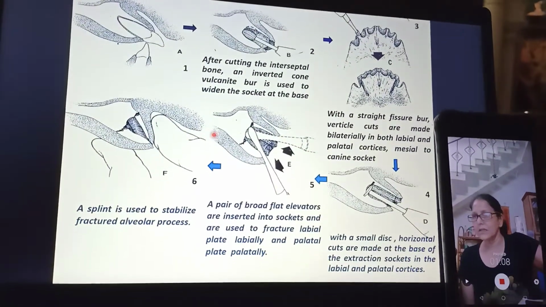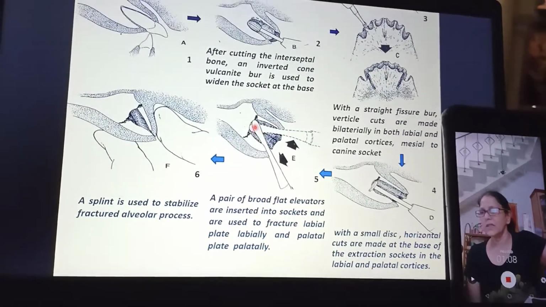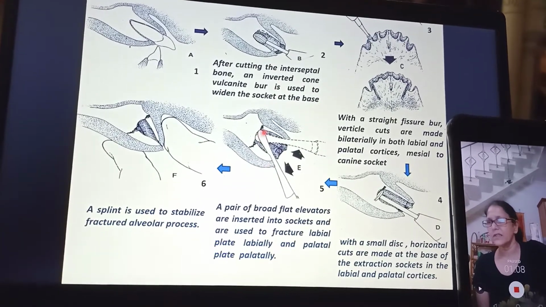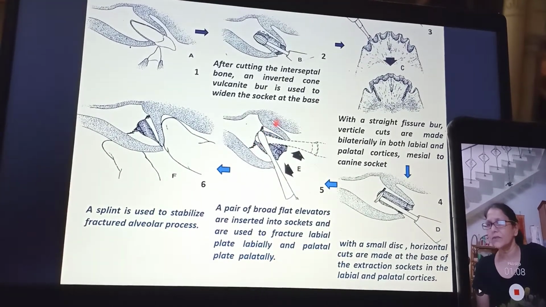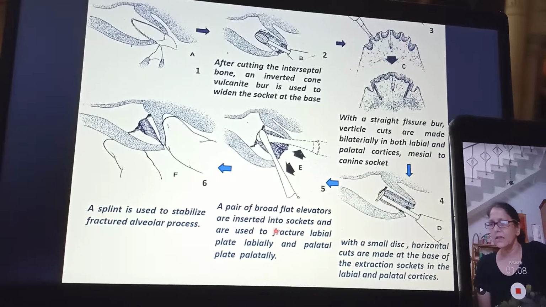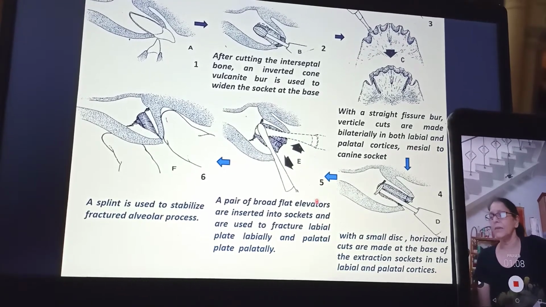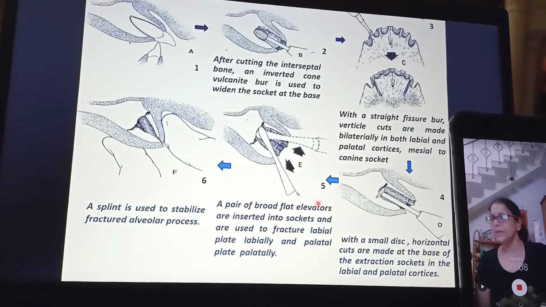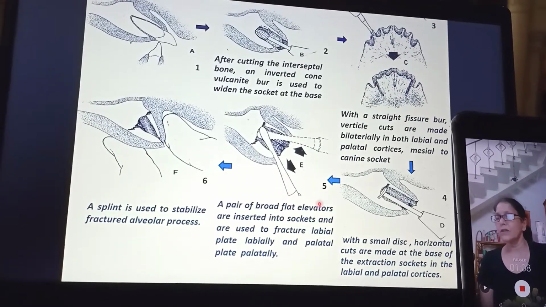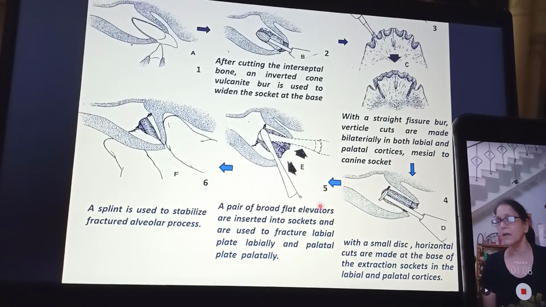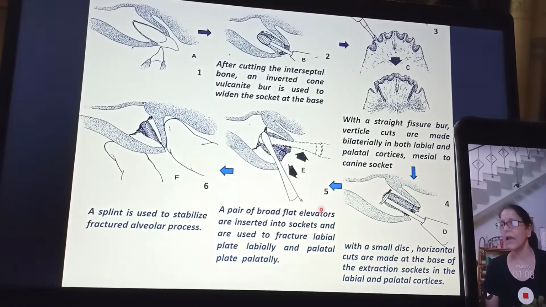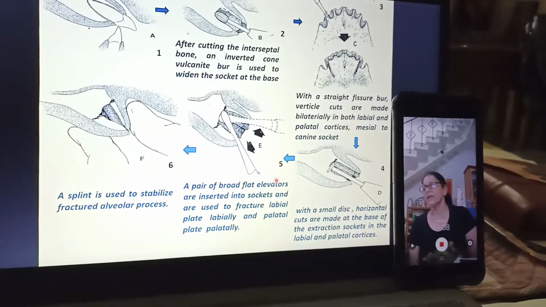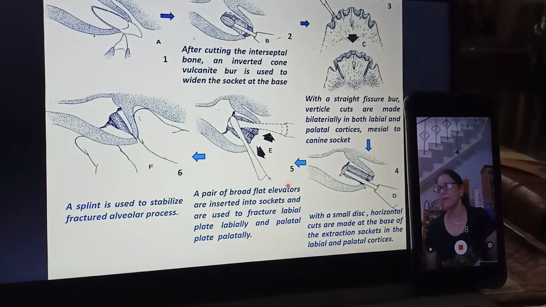After that, these are the two instruments. They can be broad elevators or maybe a chisel which is inserted at the base of the socket, and then the green stick fracture of both the labial plate and the palatal plate is carried out. So that means the compression of the two plates can be done to a greater degree as compared to Dean's technique, and that is why it can take care of extreme maxillary overjet.